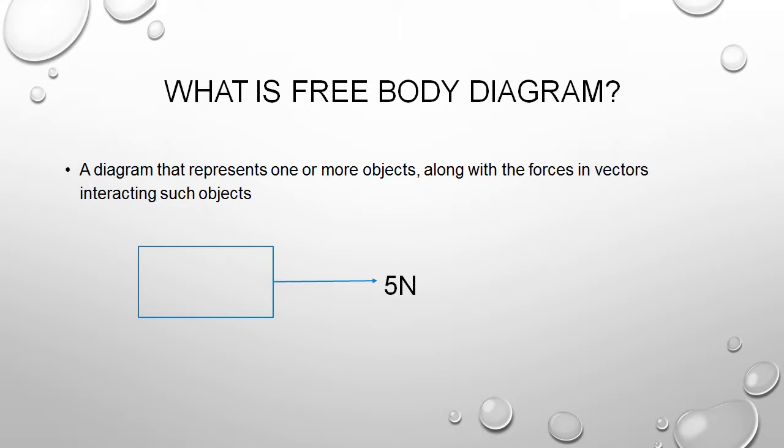A square block would represent such an object. It can be any type of object. We could just draw a square block or rectangular block to represent it, and then the arrows would represent the vectors. So in this case, we have an object on which a force of 5 newtons is being applied so that the block is moving or accelerating in the right hand side direction.